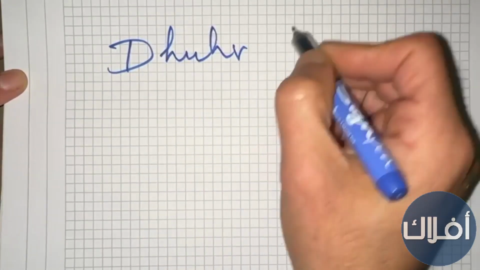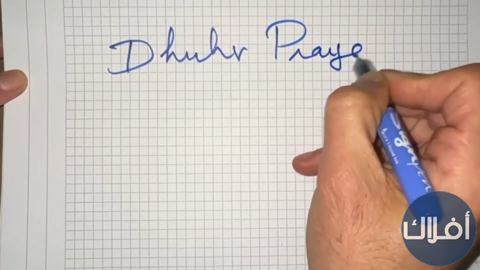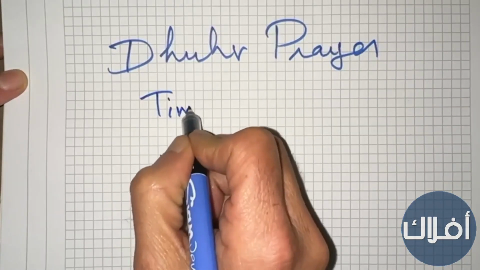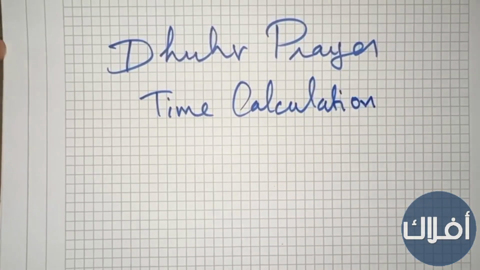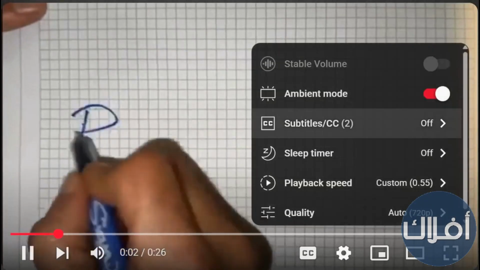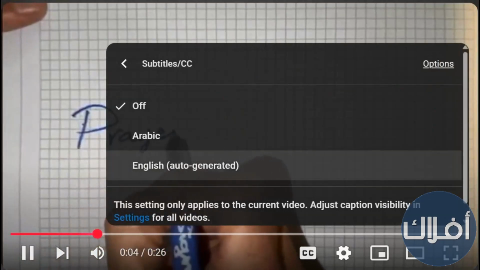This is the second episode from a series of episodes explaining how to calculate prayer times. Each episode in this series will have two versions, one in Arabic and one in English. This English version has captions in English. You can enable this from the settings below.